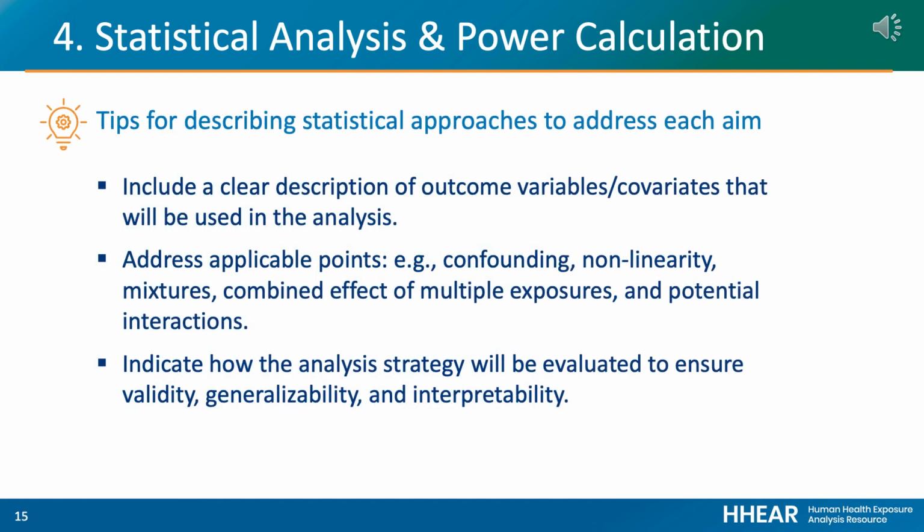There are several important considerations for describing your statistical approach. Your statistical approaches should address each aim and include a clear description of the outcome variables and covariates that will be used in the analysis. As applicable, your description should address confounding, nonlinearity, mixtures, combined effect of multiple exposures, and potential interactions. Your description should also indicate how your statistical approach will be evaluated to ensure validity, generalizability, and interpretability.